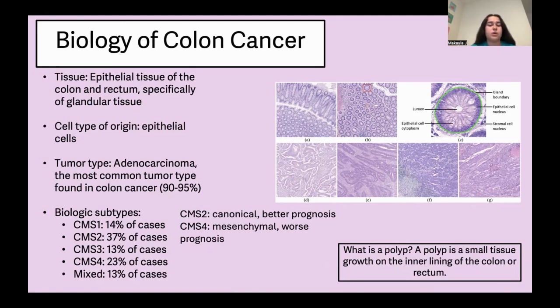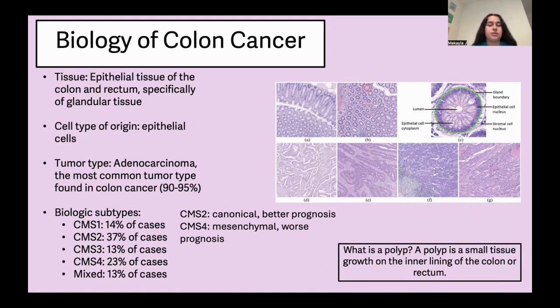The cell type of origin in colon cancer is epithelial cells, particularly the glandular epithelial cells. The most common tumor type is adenocarcinoma. These tumors develop in the cells lining the inner colon and spread throughout the body. Adenocarcinomas account for about 90 to 95% of colon cancer cases. The polyps tend to begin as benign, meaning they're not cancerous, and over time they grow into cancerous tumors.